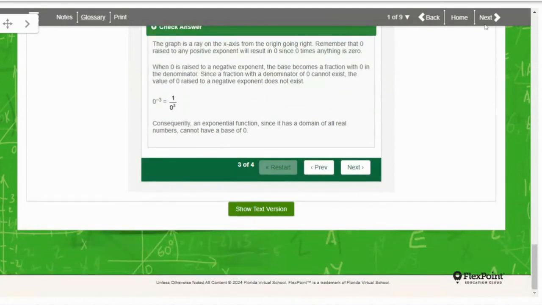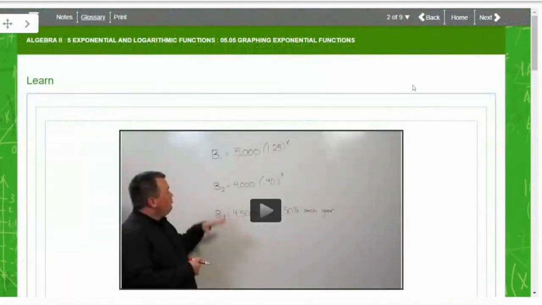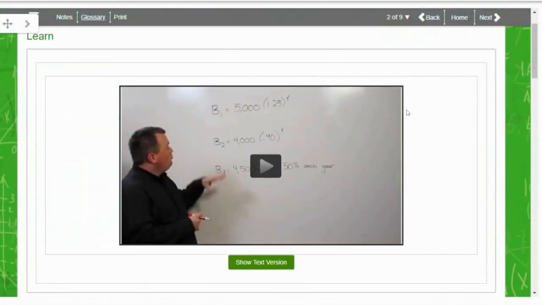So, all right, let's go to page 2. We got nine pages on this. A lot of them are practice problems. They're not all 9 pages of lesson. Okay. This is a good reminder.